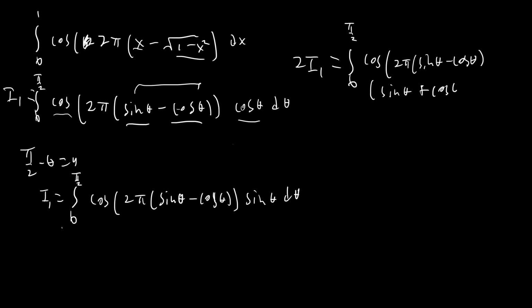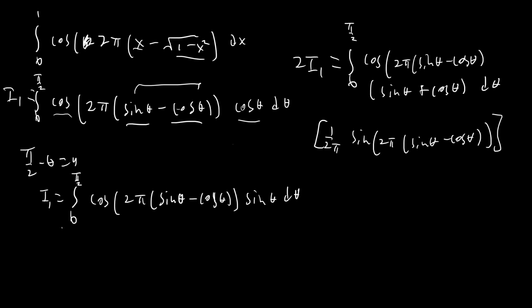And notice that the derivative of sine theta minus cosine theta is just sine theta plus cosine theta, because of how you differentiate those functions. So we can go ahead and just integrate like that. When we integrate cosine, we're going to get positive sine, so 1 over 2 pi sine of 2 pi times sine theta minus cosine theta, evaluated at pi over 2 and at 0.